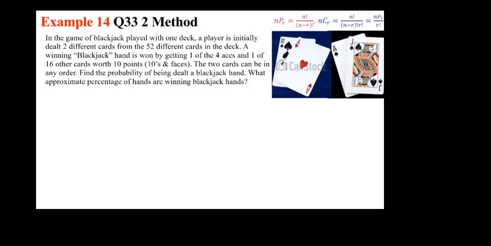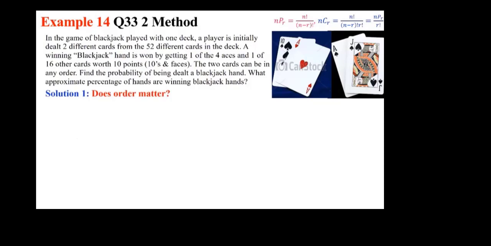When you are dealing with a hand, order is not important. You want to get a specific hand that you're interested in. You just want, let's say, an ace and a 10. It doesn't matter if the 10 comes first or the ace. And the definition of a Blackjack is given in case we are not familiar with that. So basically an ace and either a face or a 10.